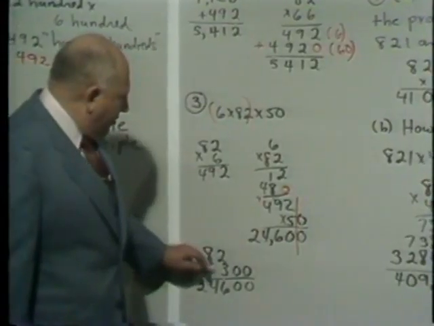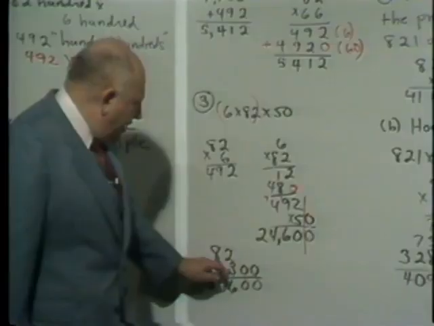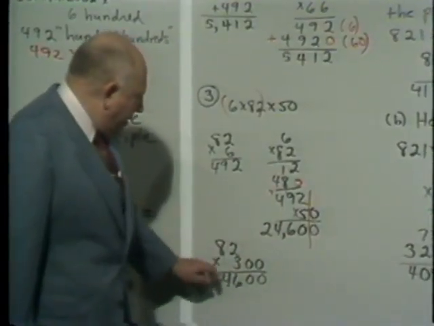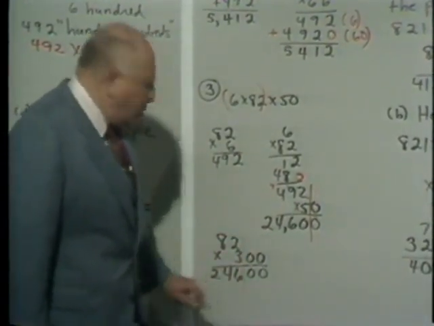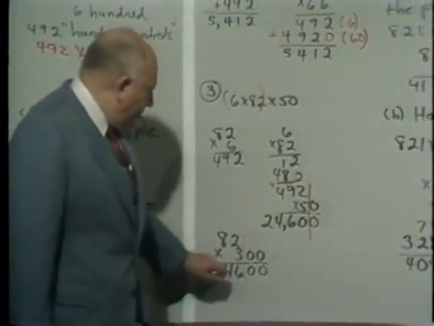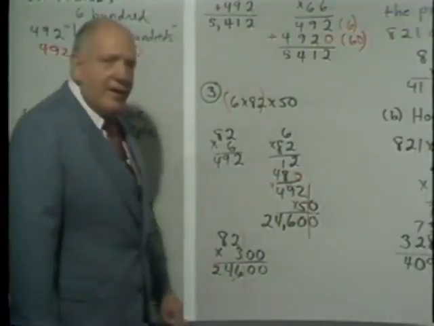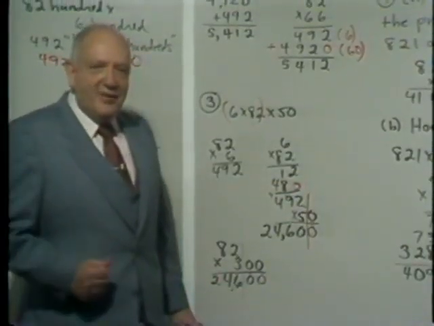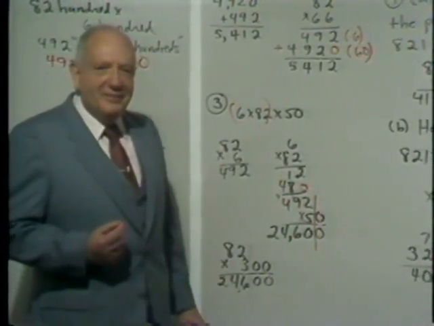See, 82 times 300, 82 times 3. 3 times 2 is 6. 3 times 8 is 24. You see, that's 246. Now I annex the 2 zeros, and there's my same answer, 24,600. Are you starting to get the feel of this okay?